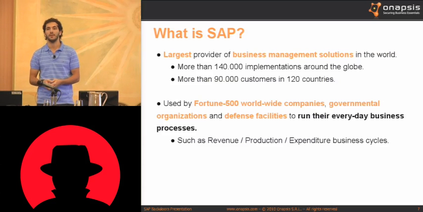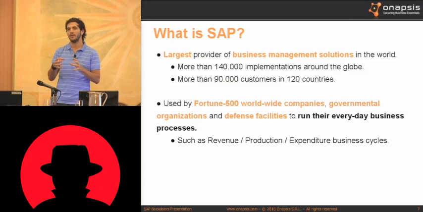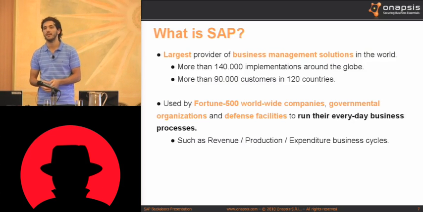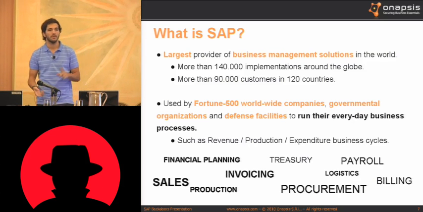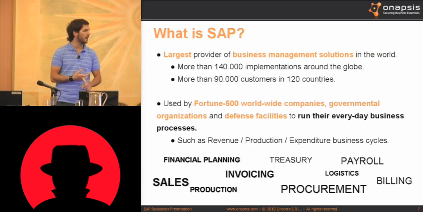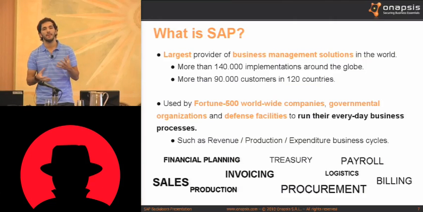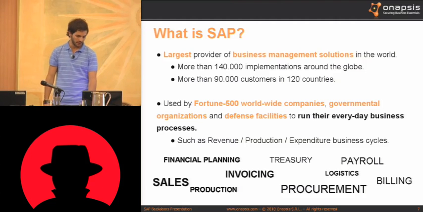Which kind of company? Usually not very small companies. SAP is used by pretty much every Fortune 500 worldwide company, governmental entities, defense facilities, and they use it not just to run a simple process or something that is not critical. They're running their everyday business processes through those systems. Business processes like invoicing, managing sales, managing financial planning, managing human resources, payrolls. So pretty much everything that happens in a company where SAP is deployed goes through those systems. So that's really critical information.